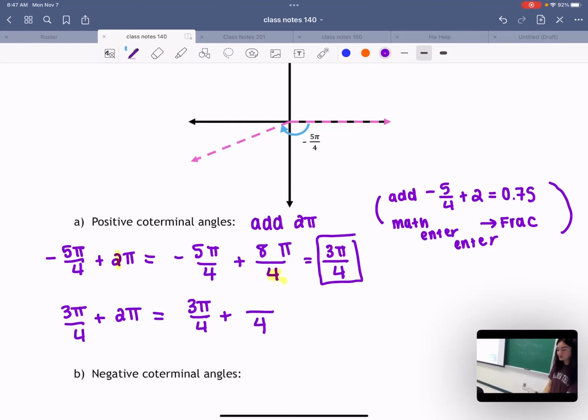What's another way of saying 2 pi as a fraction over 4? 8 pi over 4, good. Now the denominators are the same, so when I add these together, I'm going to get 11 pi over 4. That's my other coterminal angle for this one. Any questions on part A?